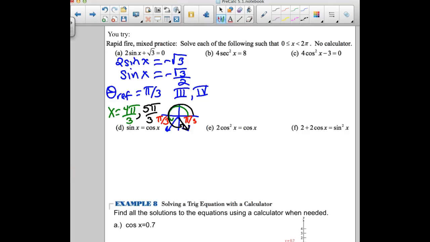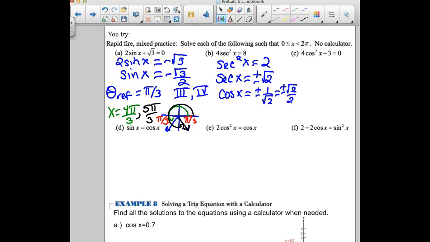All right, our second one says 4 secant squared of x equaling 8. If we divide out the 4, we're saying the secant squared of x equals 2. We can square root both sides. So secant of x equals positive or negative root 2. And then let's think in terms of cosine, since we have cosines and sines on our unit circle. That would mean the cosine of x would equal the reciprocal of that, 1 over root 2, or if you rationalized it, root 2 over 2.